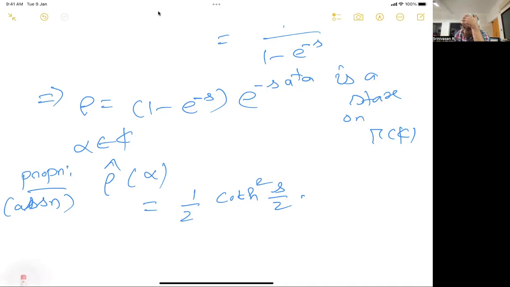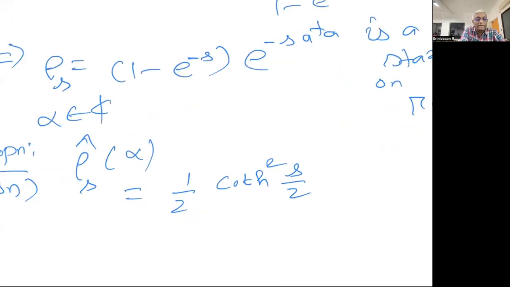No, so where is alpha coming? Wait. Let me call it rho s. Let me just look at it, I forgot. Is it like this? He also hasn't given the whole calculation. Yes, sorry, it should be inside the exponential: exponential of minus half coth s by 2 times mod alpha square.